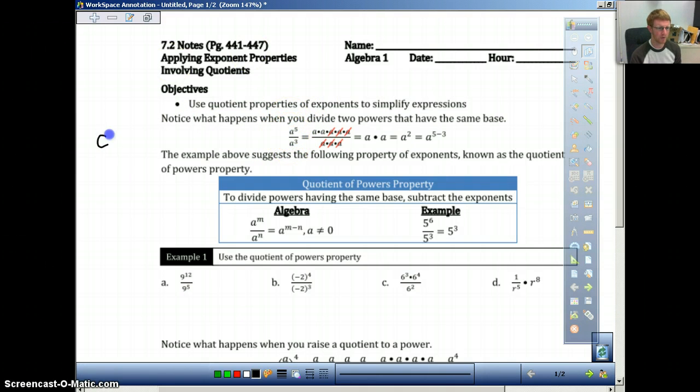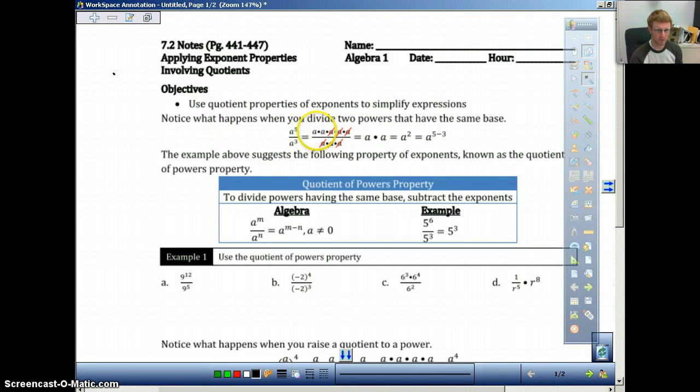We talked about that if I write something a to the fifth power, the a is considered the base, the 5 is considered the exponent. Same thing if it was a number. If I have 6 to the fifth power, 6 is the base, 5 is the exponent. So how this looks is we have the same base and we have powers. So a to the fifth divided by a to the third.